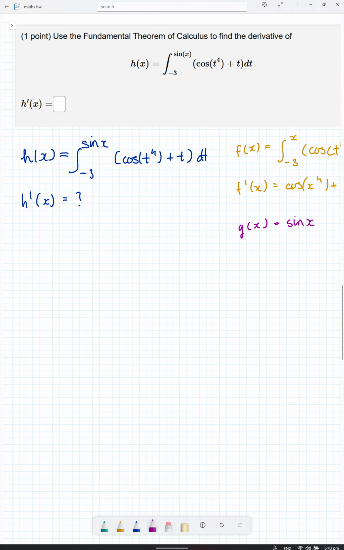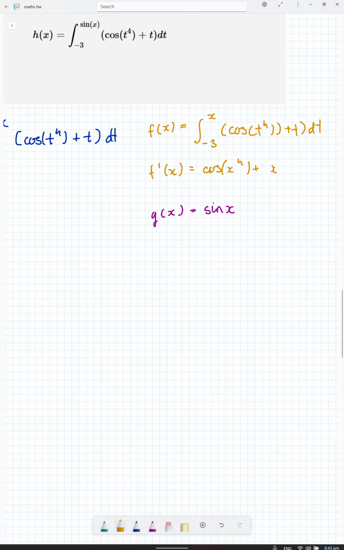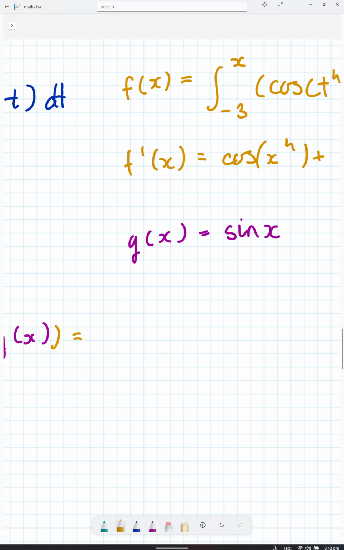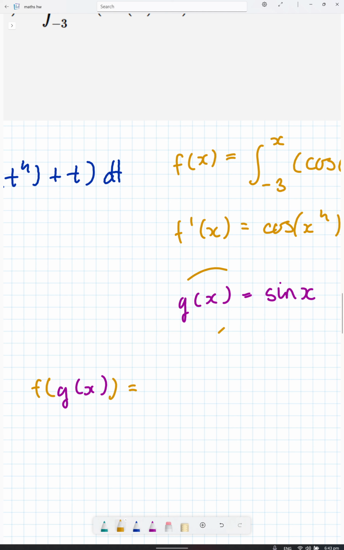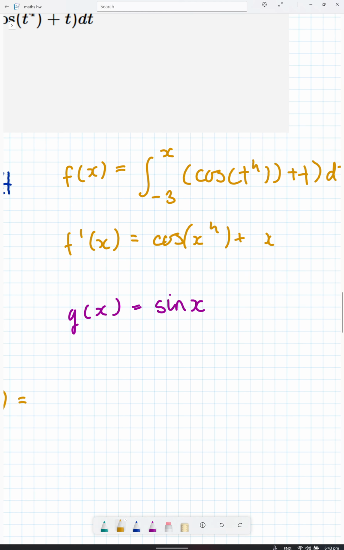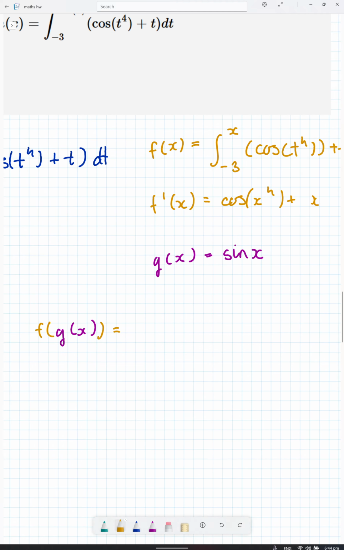Now let's put f(x) and g(x) together, so f of g of x. This just means that we put g(x) in every place where we see x in this equation. In which case we saw it in here and in here, right? So we just put g(x) there.